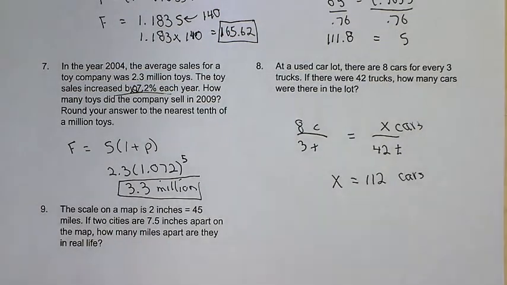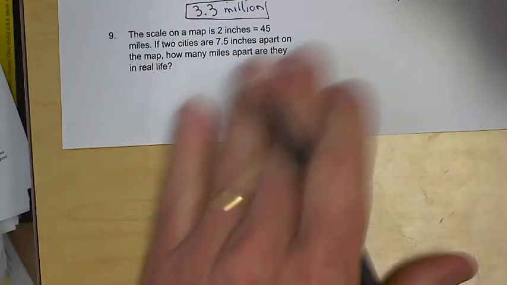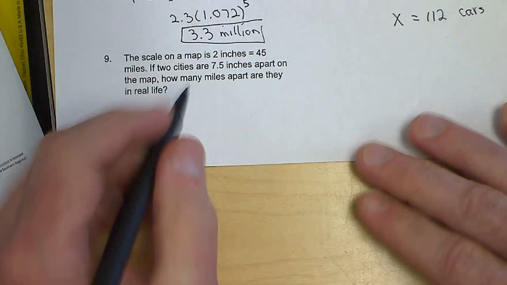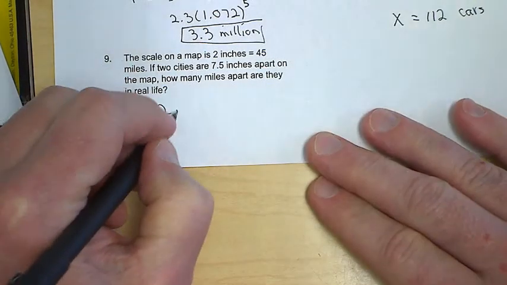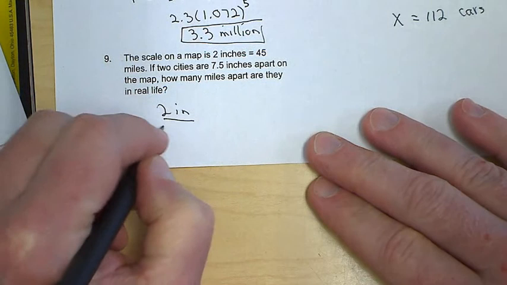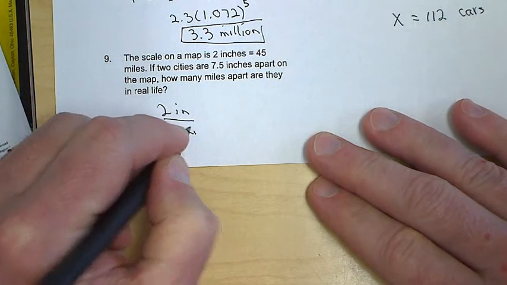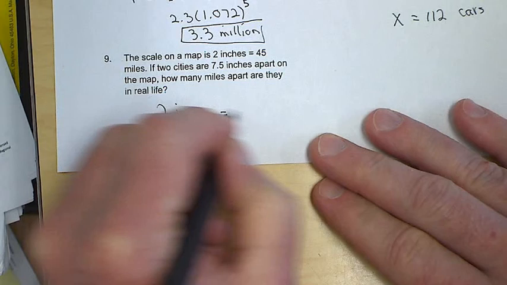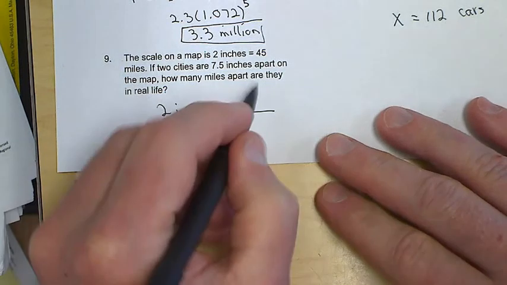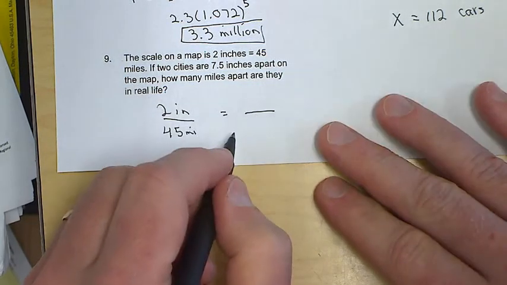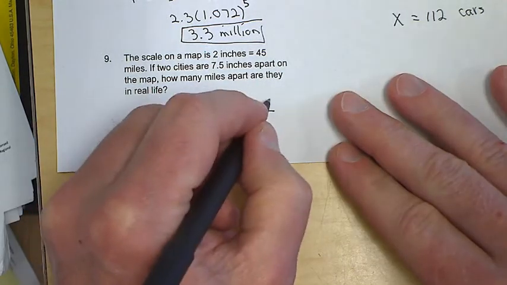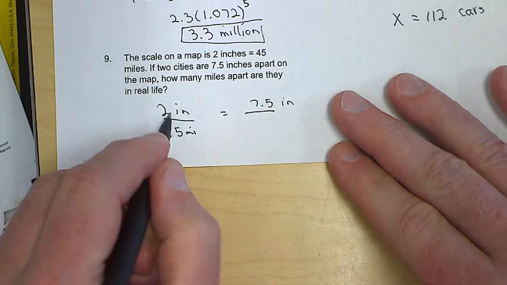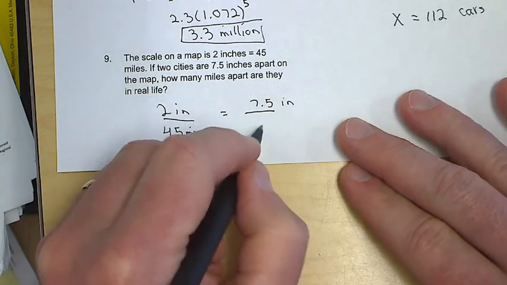Okay. And then lastly, when you have a question with the scale on a map, the simplest way to approach this again is to use a ratio. So if I have 2 inches represents 45 miles, okay, then the ratio of 7.5 inches to how many miles should still be the same, in the same proportion. So I'm going to put 7.5 inches here because I had inches on top, and then they're asking me for how many miles, so I'll have X miles here.